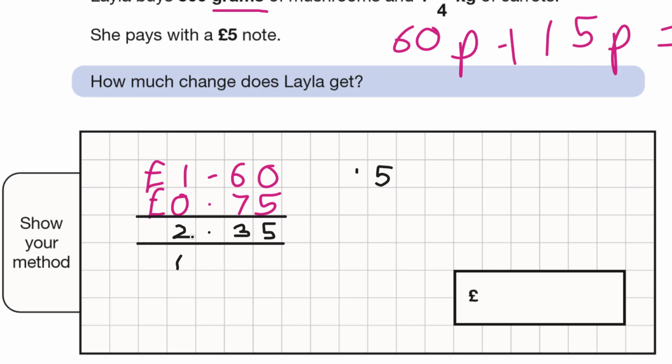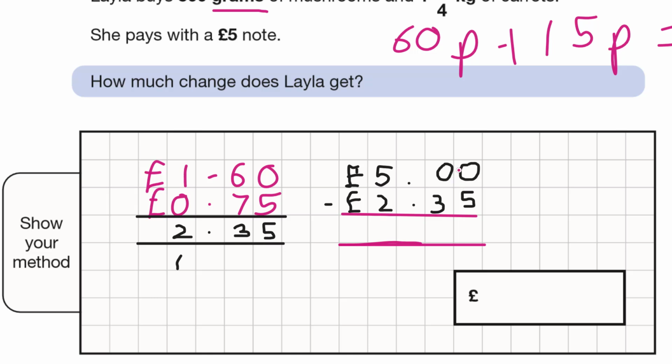Now again, if I put my pound symbols in, £5 is £5 and 0 pennies, and we're going to subtract our total of £2 and 35 pence. Okay, so when we're subtracting, remember, if you're not sure how to subtract, then you need to check out the calculations ebook. Remember, you can't do 0 take away 5.